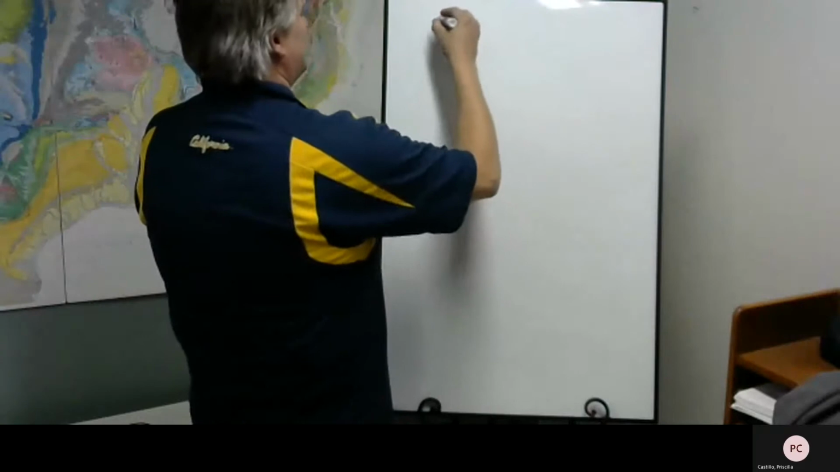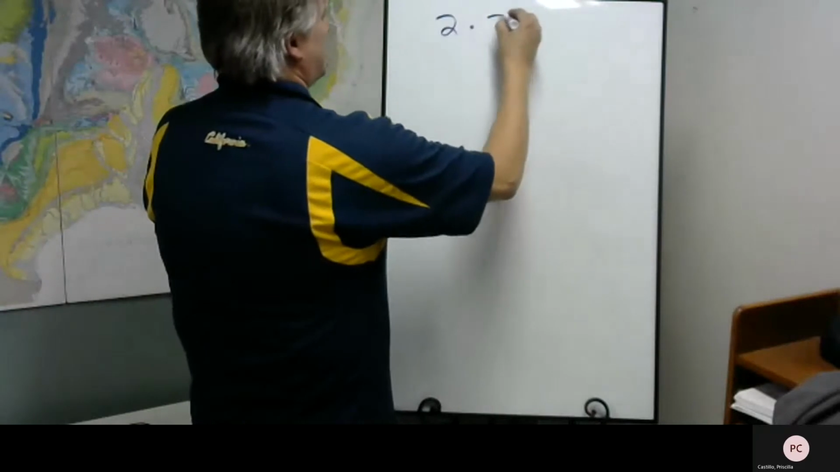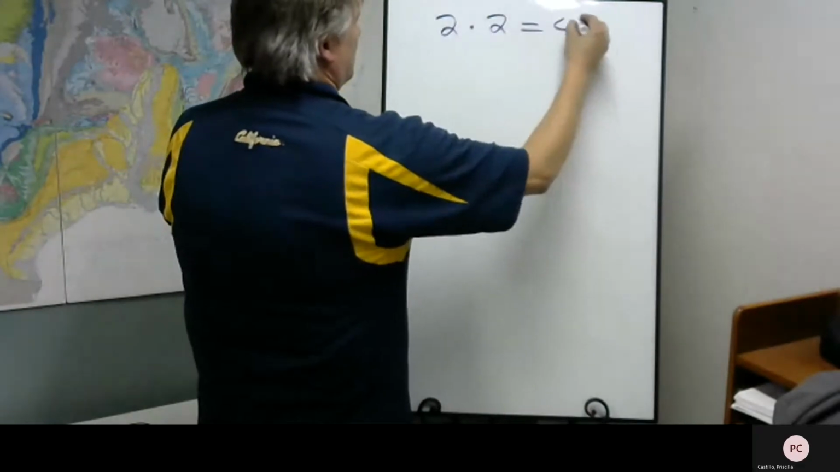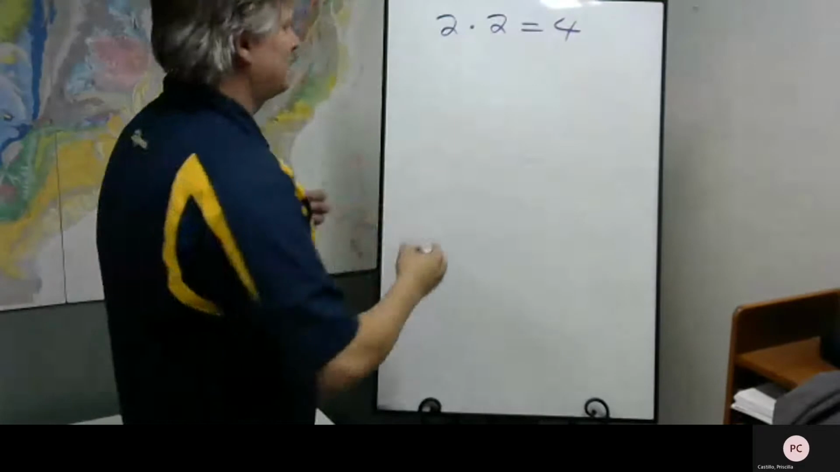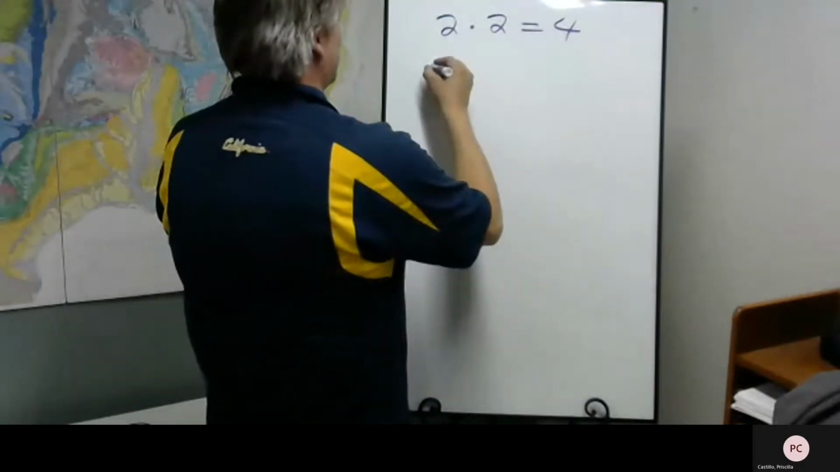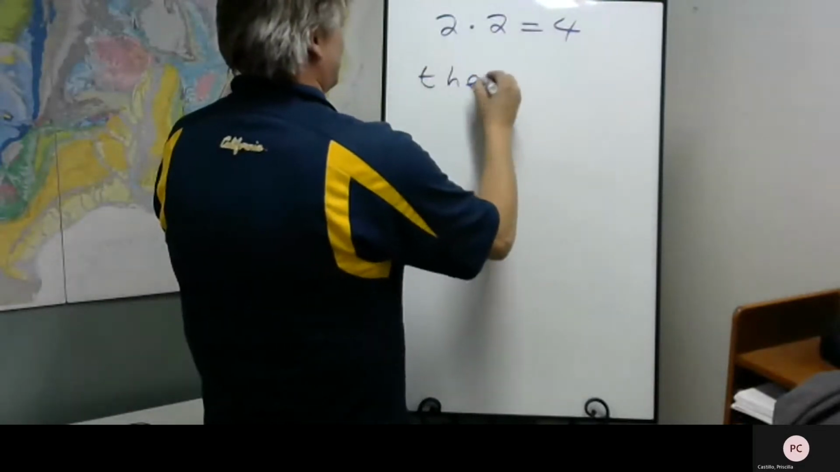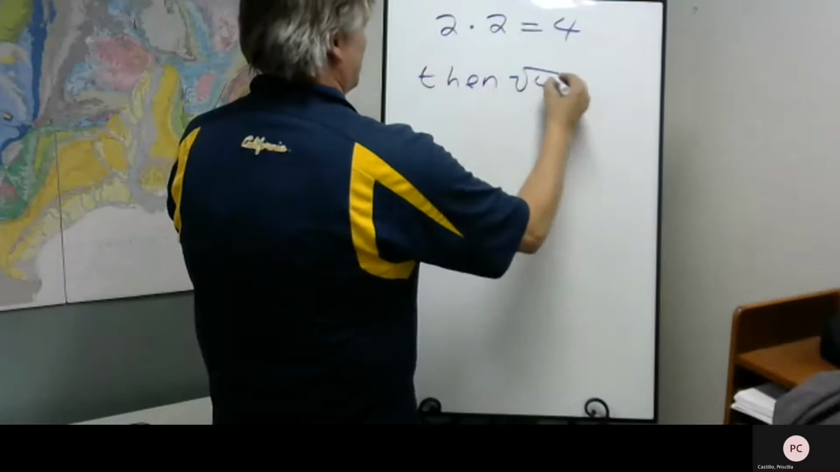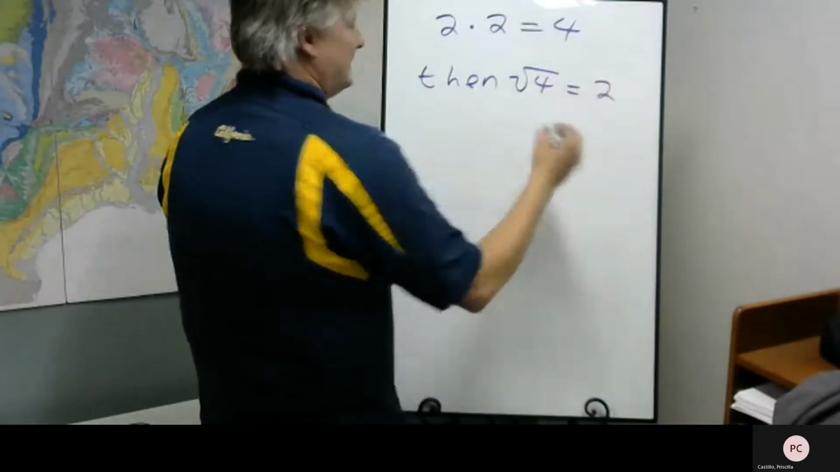So for 7.1, we're looking at square roots. And the idea of a square root is this. Because 2 times 2 gives us 4, then we say the square root of 4 is equal to 2.